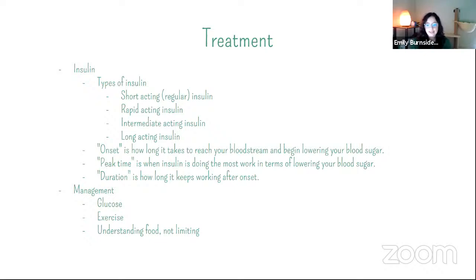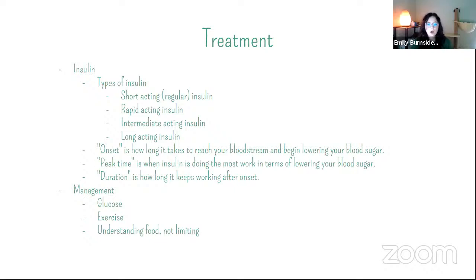Then there's intermediate-acting insulin. This contains buffers that make them work over a long time. And then there's long-acting insulin, which will have no peak and can last for up to 24 hours. Most diabetics will usually use short-acting and long-acting insulin. Long-acting insulin is administered at the same time each day and is supposed to keep the blood sugar stable like a pancreas.